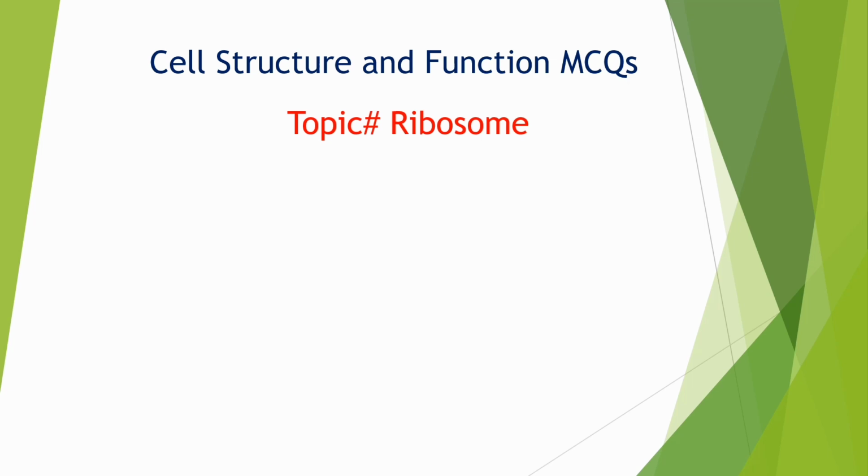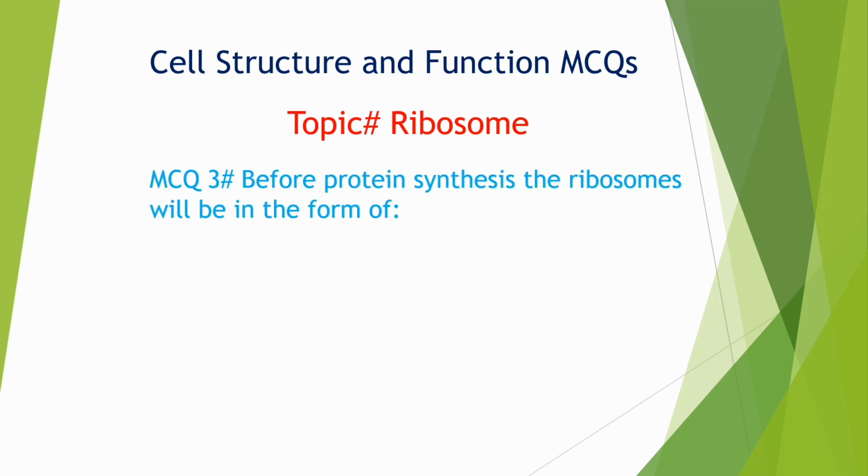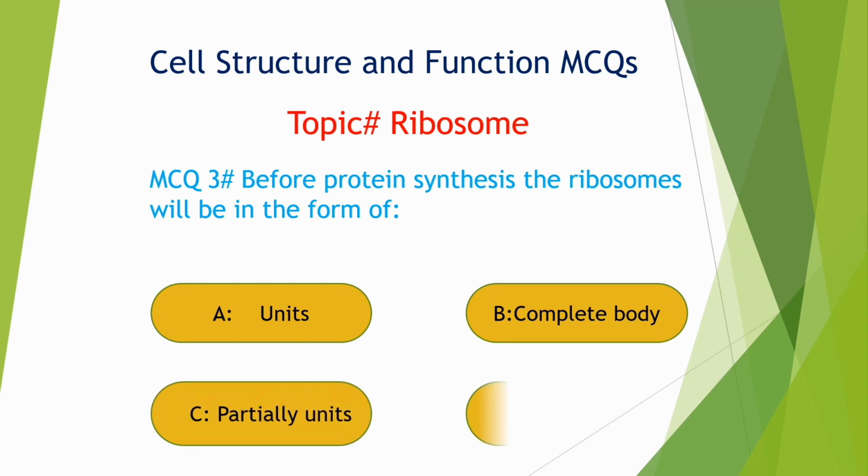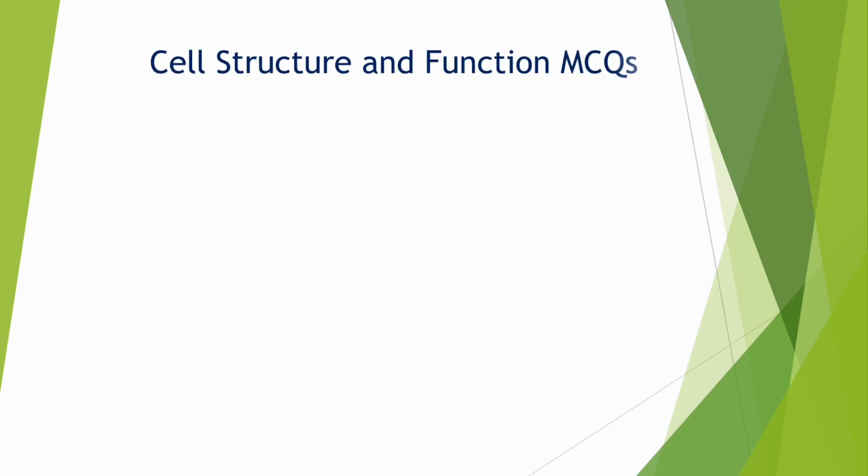Cell structure and function MCQs. Topic: Ribosome MCQs number 3. Before protein synthesis, the ribosome will be in the form of: A. Units, B. Complete body, C. Partial units, D. None. Option A is correct, that is units.